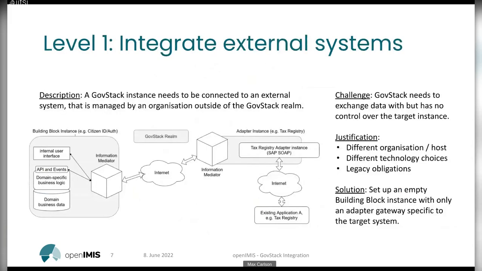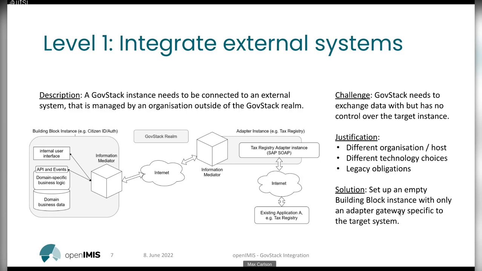So again, that level one essentially is that we want to connect an existing instance, right? In this case, this would be like an openIMIS demo system, but we don't really have control over the target instance. Like the openIMIS demo server, we don't really have control over that, because it's being run by openIMIS. It's a different organization, has different technology choices, maybe some legacy obligations. But we can still connect it using an adapter, right?